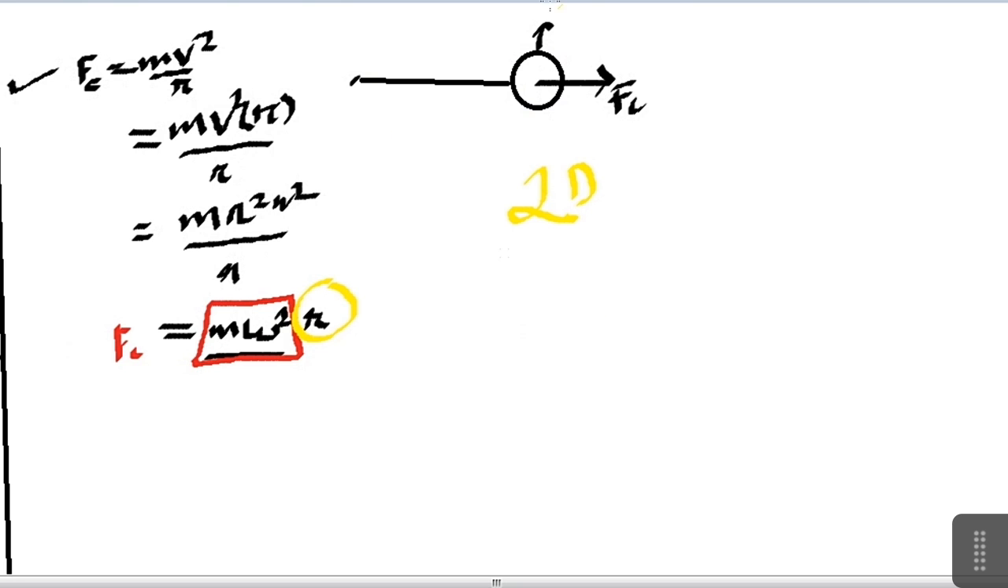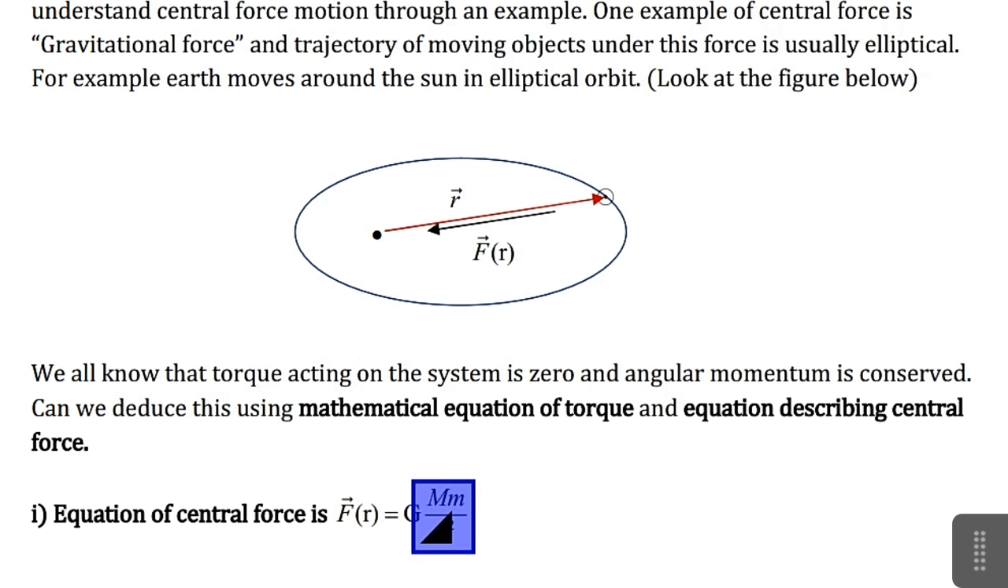The best example of a 3D central force is gravitation. You see the force is 1 by r square. There is a reason why it is 1 by r square. In 2D the central forces are always in terms of r. Please remember this. And in 3D the central forces are always in terms of r square. There is a particular theoretical reason. I'll give you later on. Let me give you a hint.